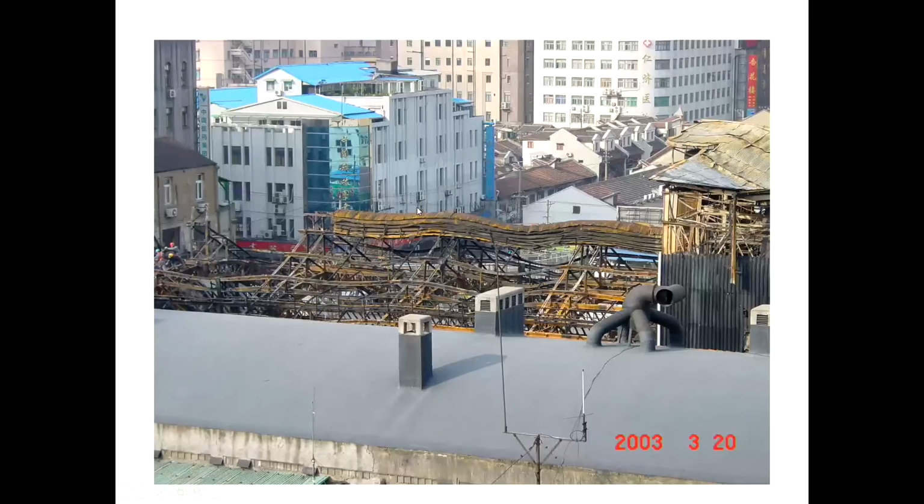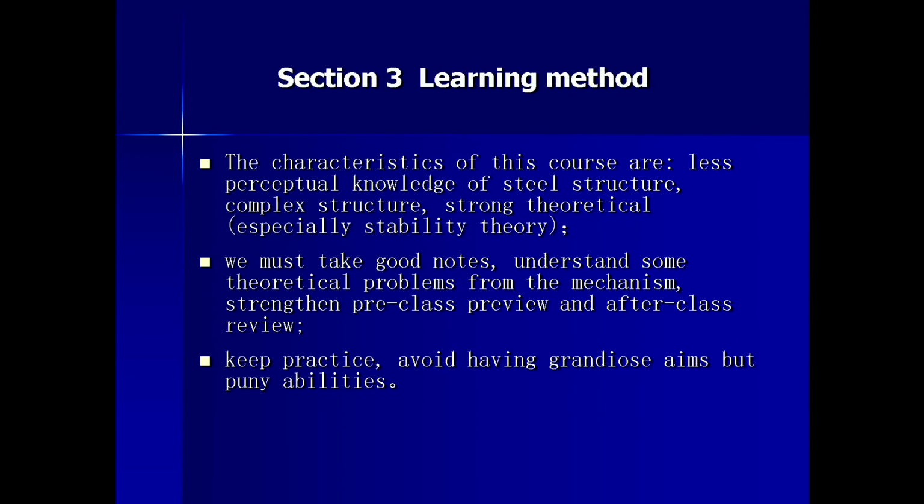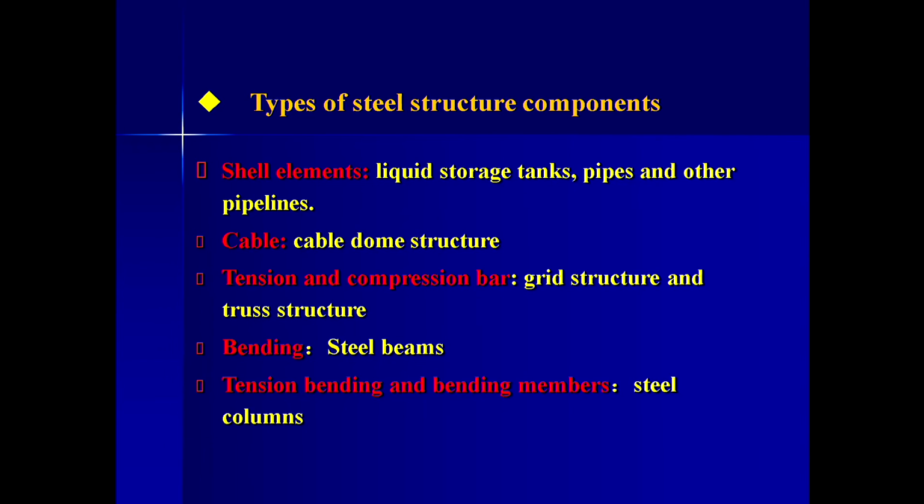So for the introduction part, I think it's all this one. In the introduction part, in last class we also talked about this part, the types of the steel structural components. So how many types?